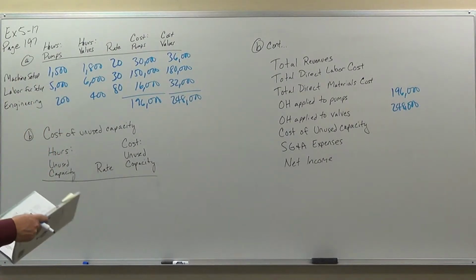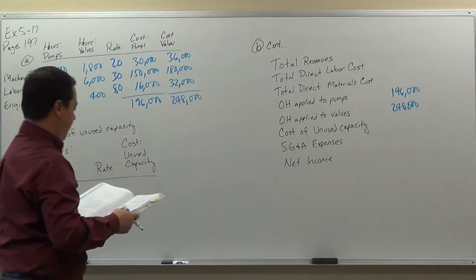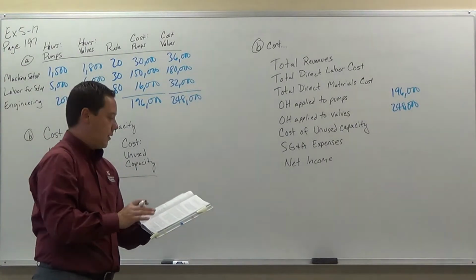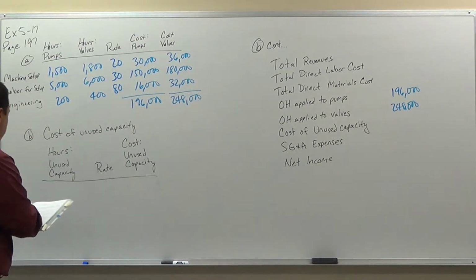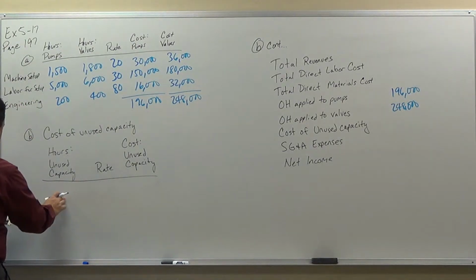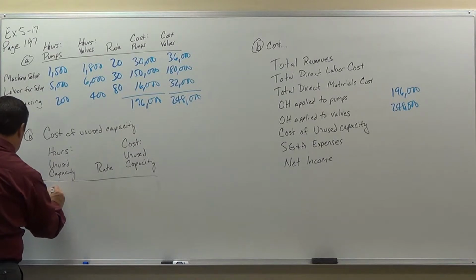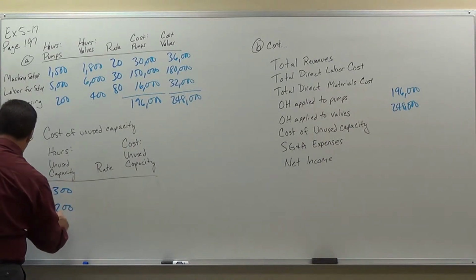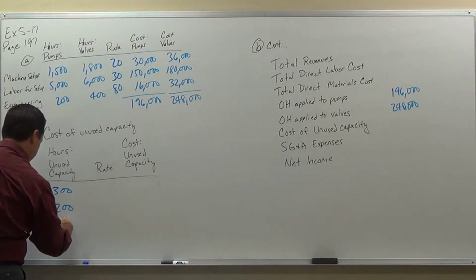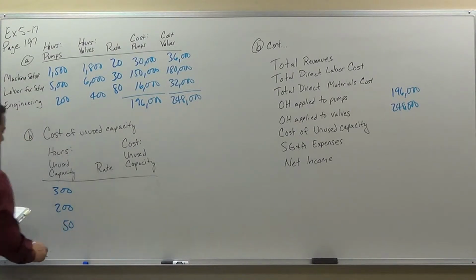For the capacity, if you look at that table again at the top of page 198, you'll see on the far right-hand side that it says practical capacity not assigned to products. So it gives me some hours for the machine setup. My machine setup is 300, my labor setup is 200, and my engineering is 50.